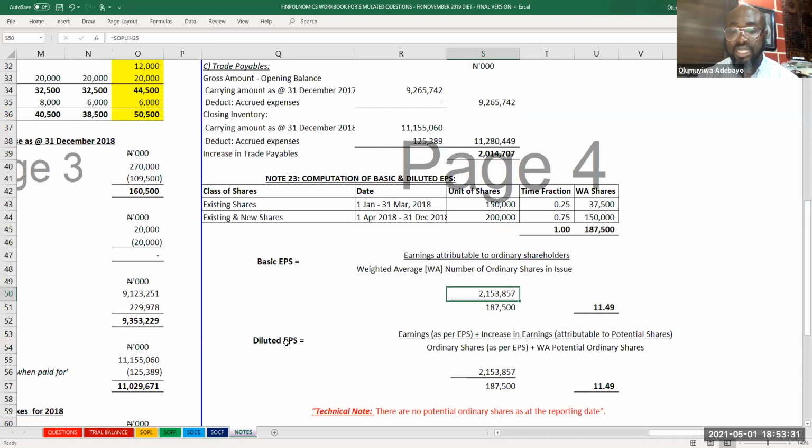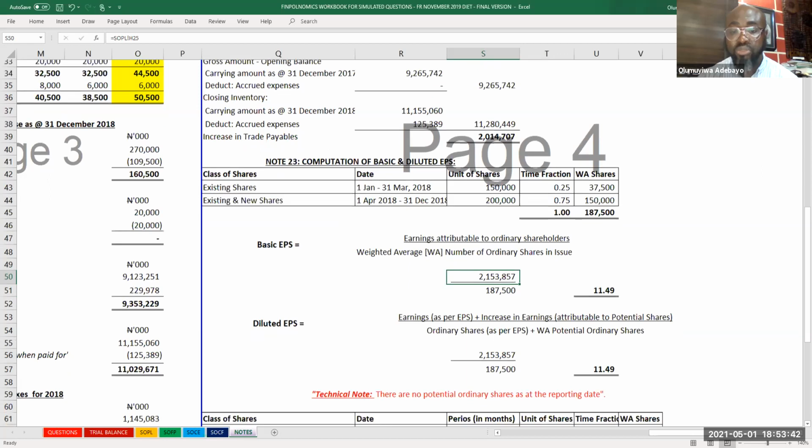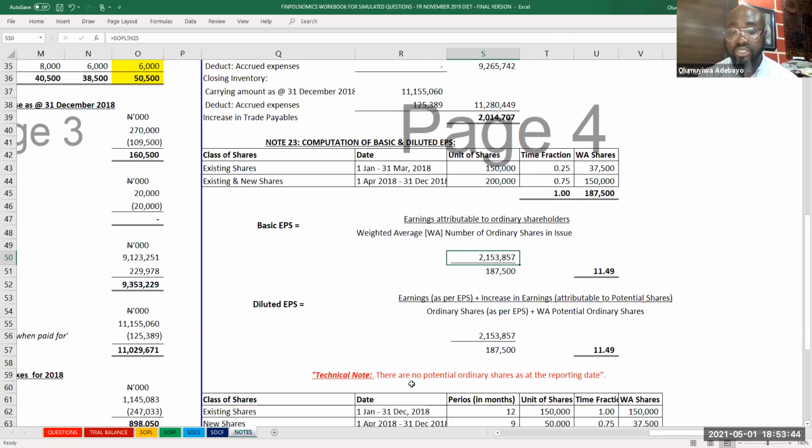Okay, and for diluted EPS, we don't have any potential shares that will have given rise to potential dilution. Therefore, in that case, your basic EPS and diluted EPS will be the same. That's why I said technical note here. There are no potential ordinary shares as at the reporting date. Okay, that is that.